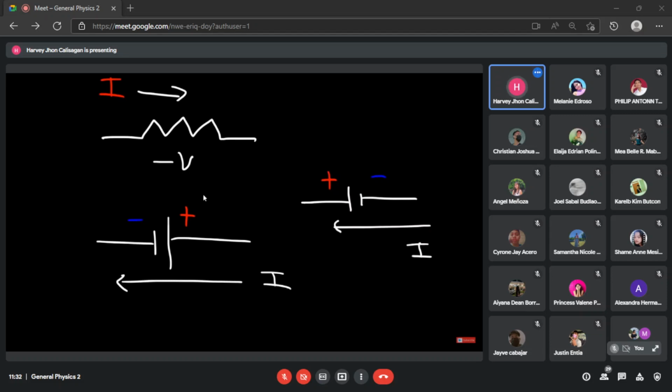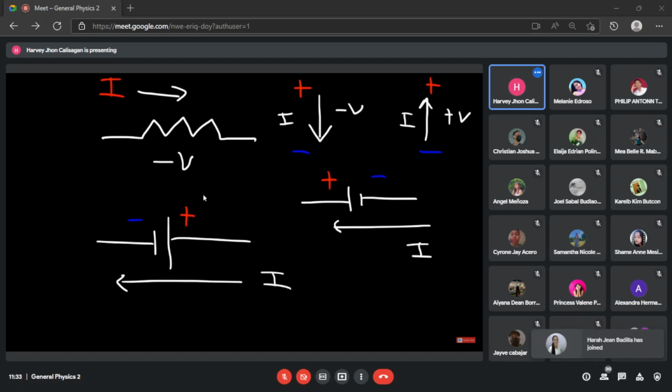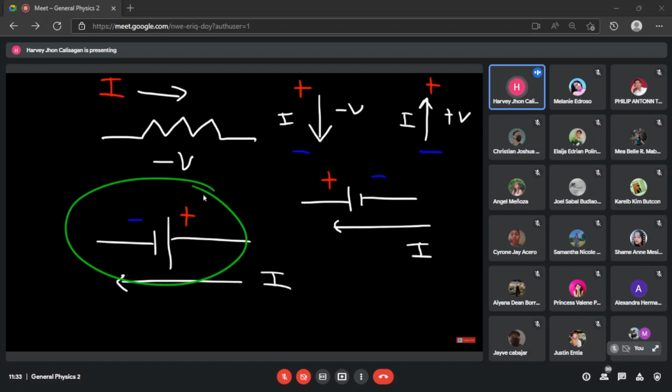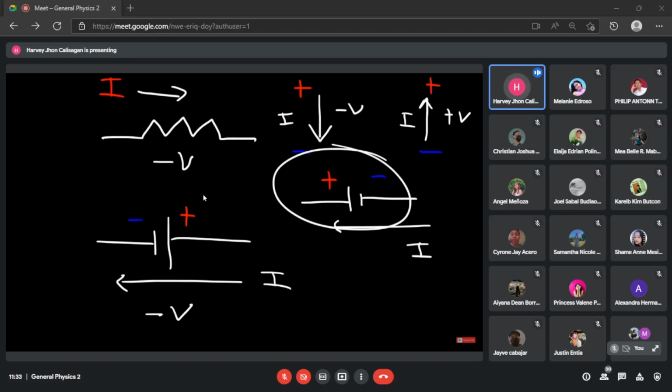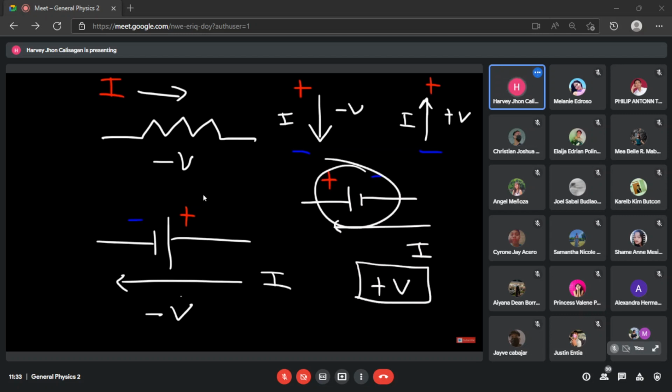Keep this in mind, anytime the current flows from a high potential to a low potential, the energy of the charges is being reduced, so it's going to be a negative voltage. Anytime it flows in the opposite direction, from low potential to high potential, the energy of the charges is increasing. Looking at this diagram, the current is flowing from positive to negative, going from a high potential to a low potential, so this battery reduces the energy of the charges. For this one, it's going from low potential to high potential, so it's increasing the energy of the charges. So we should assign a positive V to this one and a negative V to this battery.